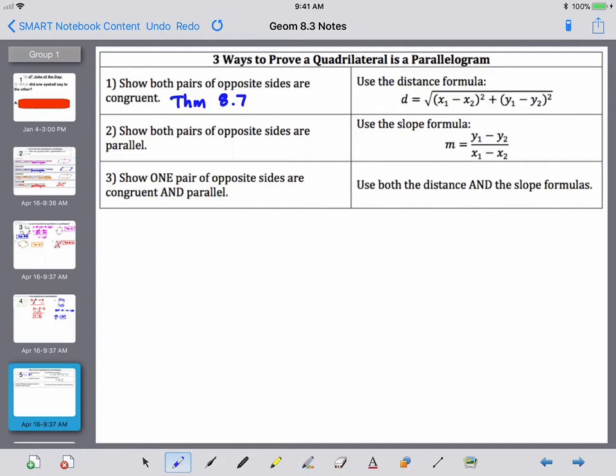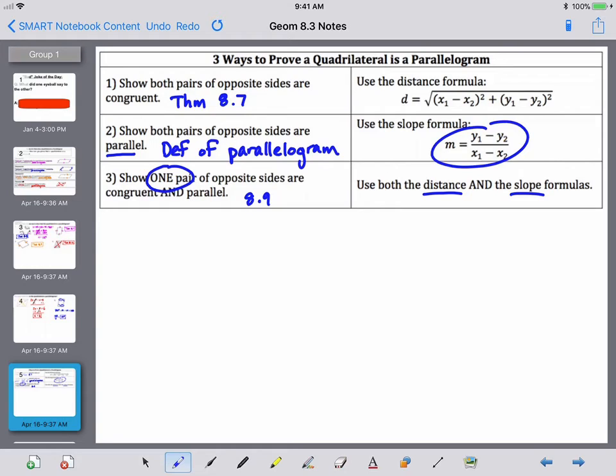You can show that both pairs of opposite sides are parallel. So you can calculate the slope of each side and then see if the opposite ones are the same. That's actually just using the definition of a parallelogram. So looking back to lesson 8.2 again. Or you could use theorem 8.9. And remember, that theorem is just showing one pair of opposite sides are congruent and parallel. So for this one, you would need to use both the distance and the slope formulas.